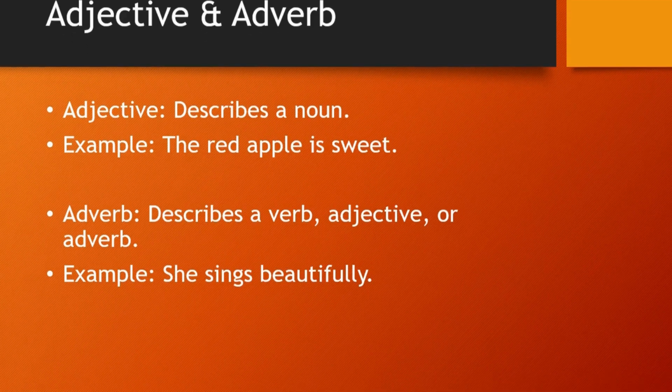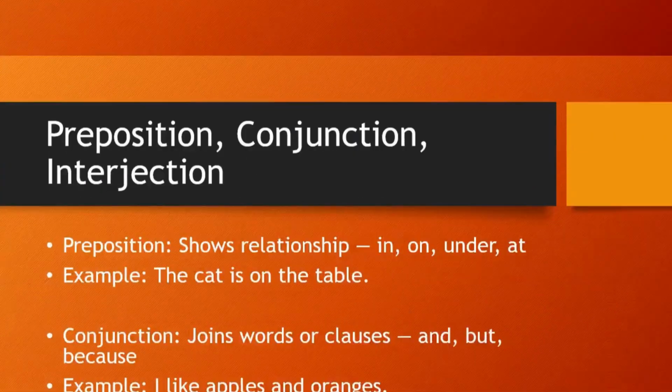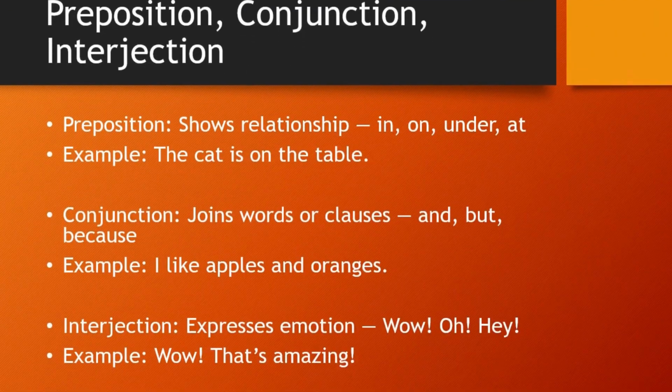Next are the last 3. A preposition shows relationship, like in, on, under, or at. For example, the cat is on the table. A conjunction connects words or ideas, like and, but, or because. For example, I like apples and oranges. And an interjection expresses emotion, like wow, oh, hey. For example, wow, that's amazing. These words make your sentences more expressive and connected.